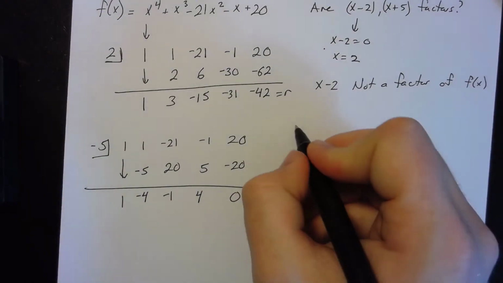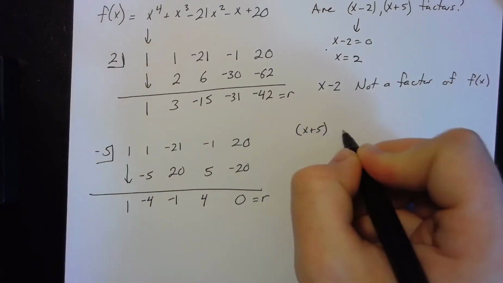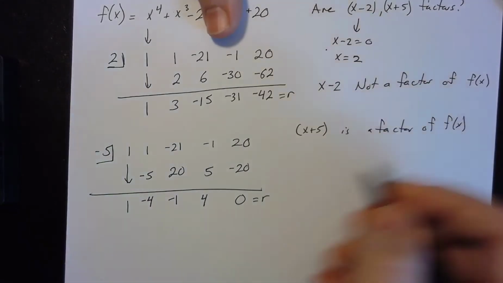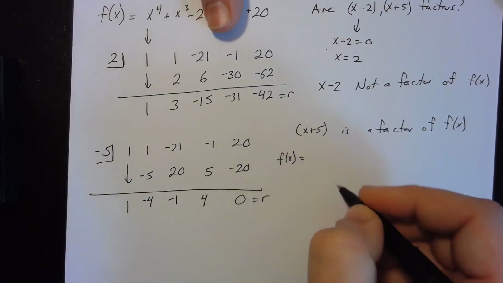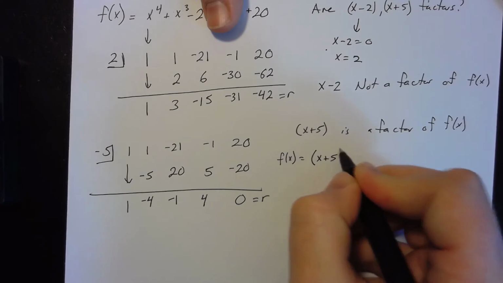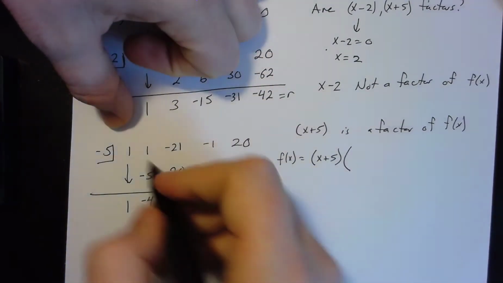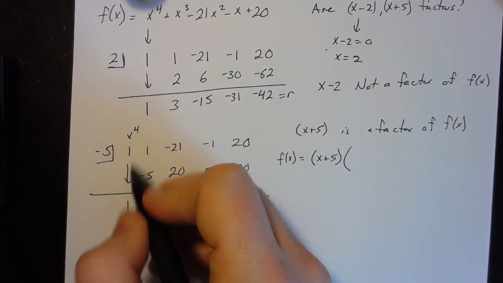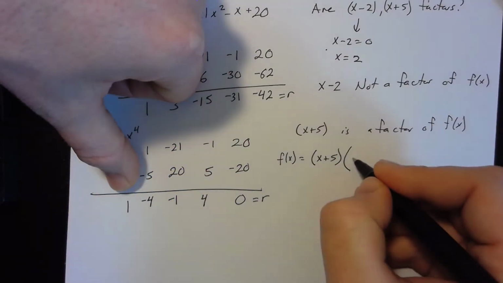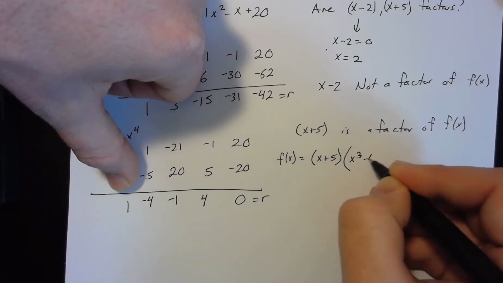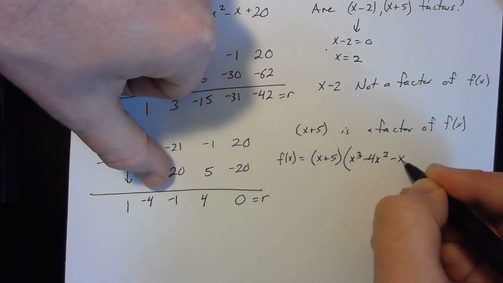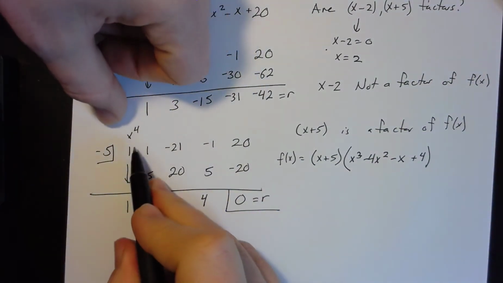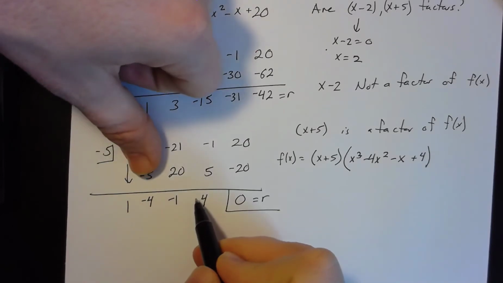So let's very clearly state what we have here. x plus 5 is a factor of f of x. More importantly, f of x happens to be equal to x plus 5 times, now this was up here originally x to the 4th. So if this was x to the 4th, this one is now x cubed. So I end up with 1x cubed minus 4x squared minus x plus 4. Again, the remainder being a separate entity. But again, it started with x to the 4th, and it loses 1 power every single time.